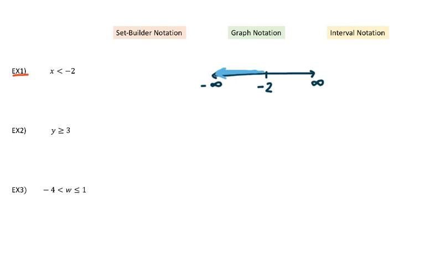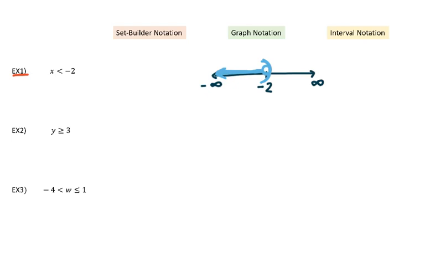Now, it can't be equal, so I'm going to put a big open circle there. It cannot be equal to negative 2. It has to be less. Sometimes some books, instead of putting the open circle, put a round bracket. But that's how you would show in a graph all the numbers that work in that expression. So negative 3 would work, negative 4, any number that's less than negative 2. So that's the graph notation.